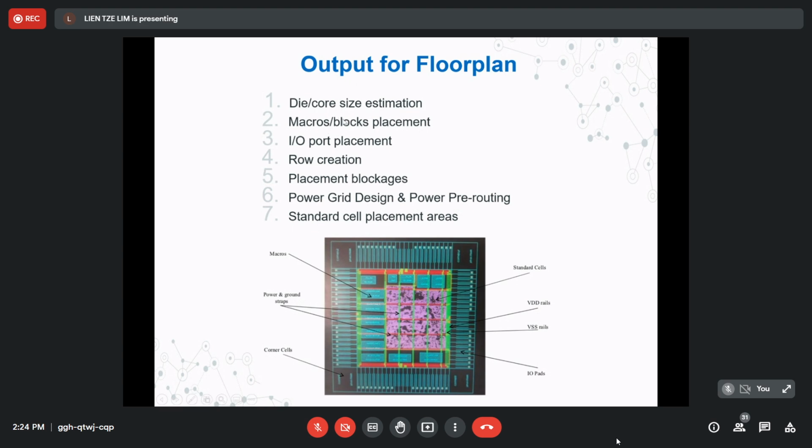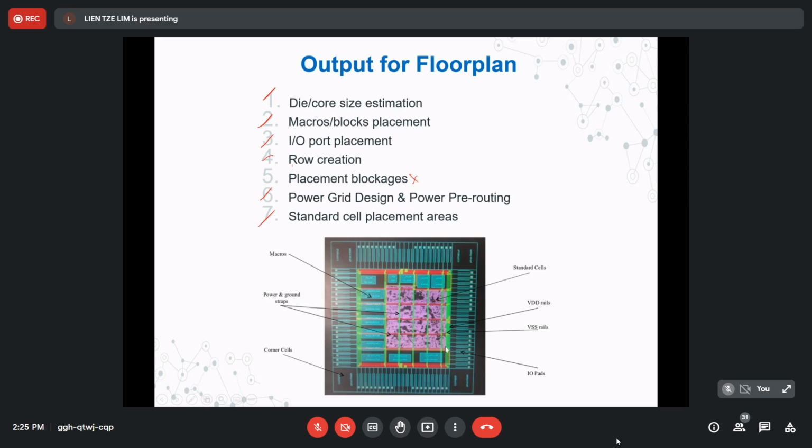So for this core size estimation, blocks placement, input output port placement, power grid design, power pre-routing, standard cell placements area, these five outputs I will mention further, except row creation. Row creations can be part of others. Except the placement blockage, this one will not be covered in the lecture. Others I will cover today.